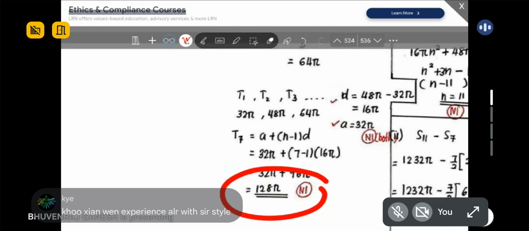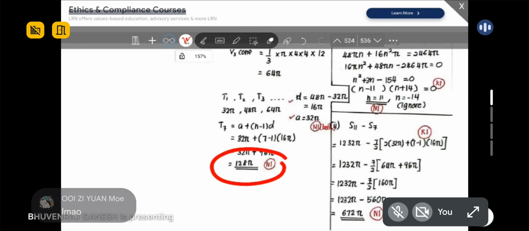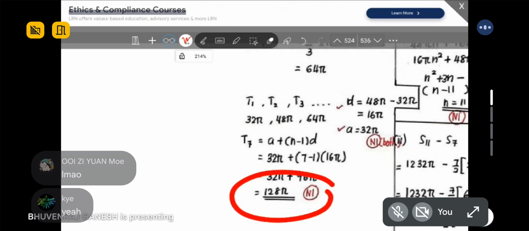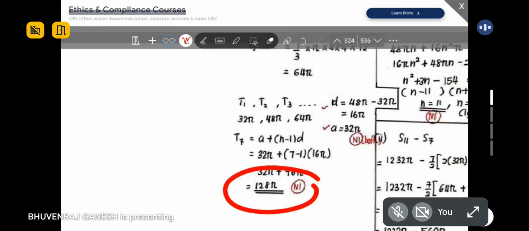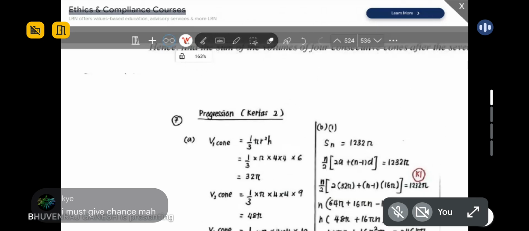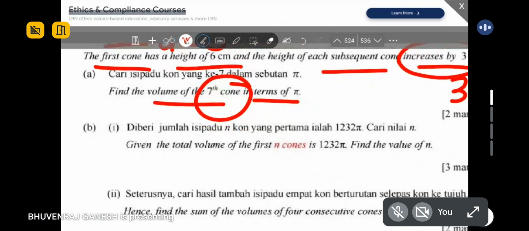Kesian, one experience already with Sir's style. I thought you are the most experienced, Kai. Remember last time you always answer first before I ask the question. These are all memang hardcore fans of Bhuvan Raj teaching in maths. That's why I say give chance to others. For those always join my class, you hardcore already. You know how to answer or what is the question I'm going to ask.